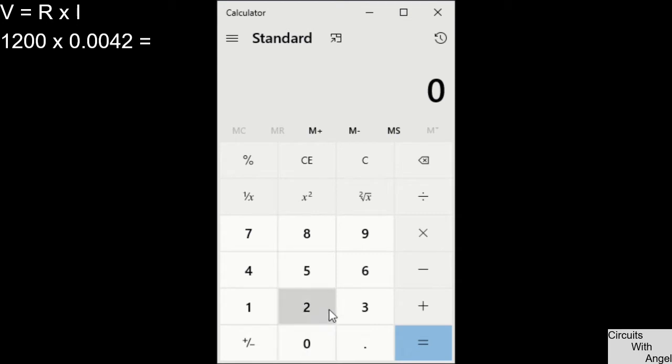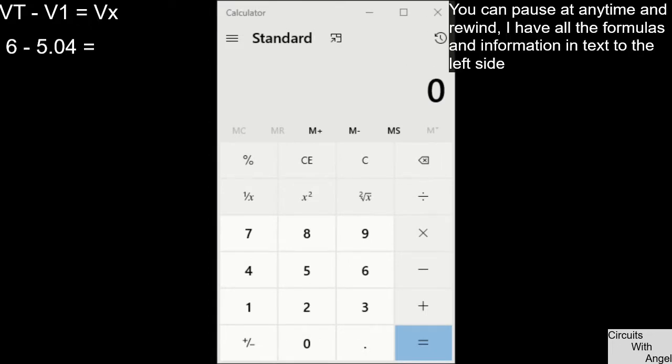Alright, let's actually get calculating. So for voltage, we have to go resistance times amperage. So 1,200 times 0.0042 equals 5.04 volts. So that's the amount of voltage in the resistor.